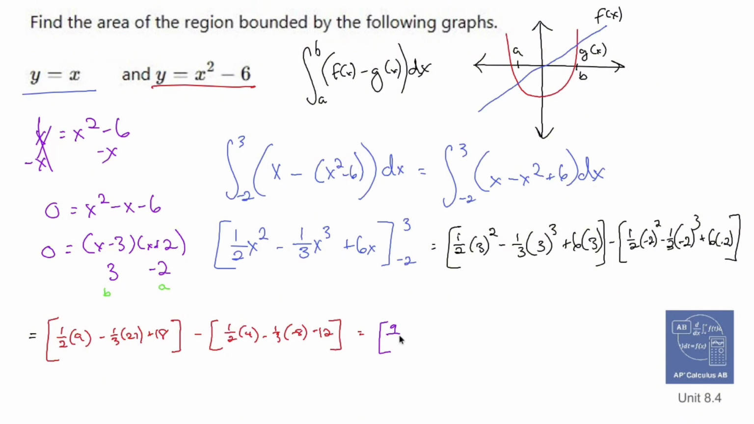We got 9 over 2. We've got negative 1/3 of 27 is negative 9, plus 18, minus, we've got half of 4, which is 2. Negative 1/3 of negative 8 is positive 8/3, minus 12. Let's kill two birds with one stone. I'm leaving it, not editing anything. Negative 9 plus 18 is going to be 9, so let's make that 18 over 2.